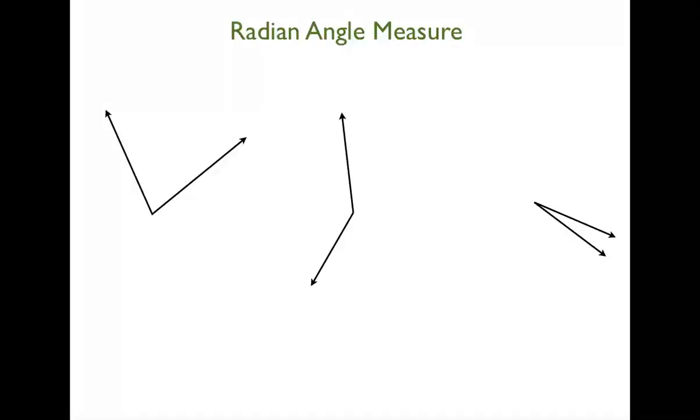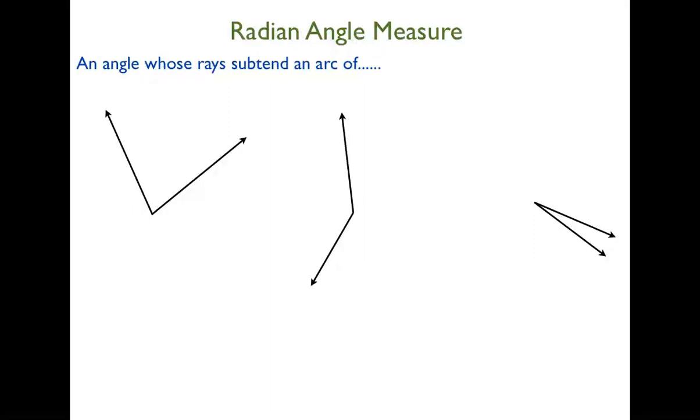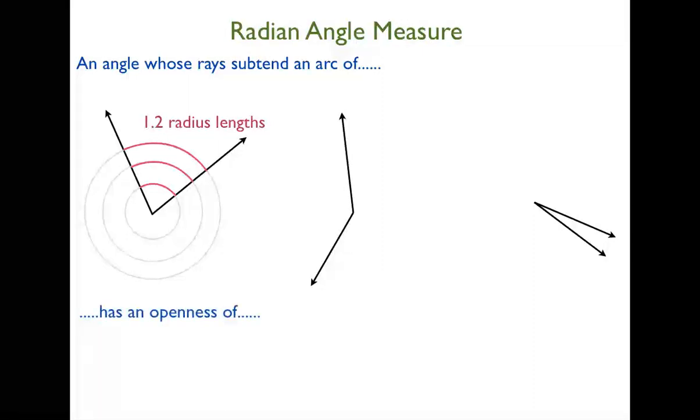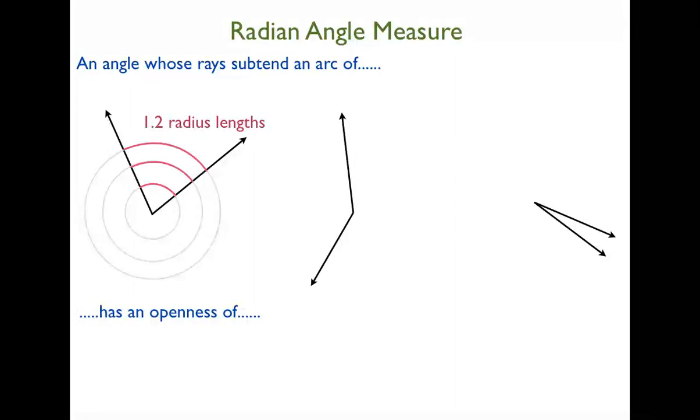Okay, so here's just another review of this. Radian angle measure. An angle whose rays subtend an arc of, so this one is subtending 1.2 radius lengths. So each of these pink arcs is 1.2 radius lengths. What's the openness of that angle? Patty? 1.2 radians. You see? That's where the openness in radians comes from. How many radius lengths the angle cuts off.